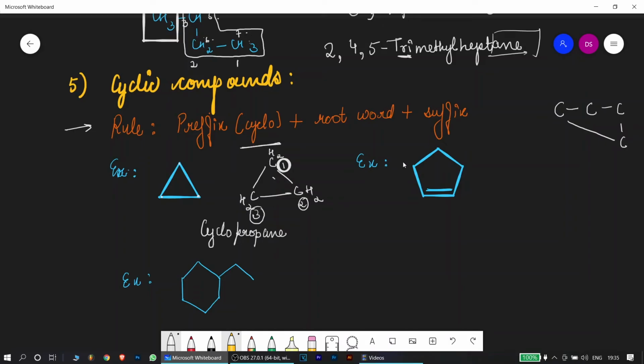Okay, now coming to another example, a little bit tricky. So first you have to count the number of carbon atoms. 1, 2, 3, 4, 5. So there are 5. So the root word is pent, and there is 1 unsaturation, so you are going to be using ene, right? And before that you will just use the word cyclo. So cyclopentene, right?